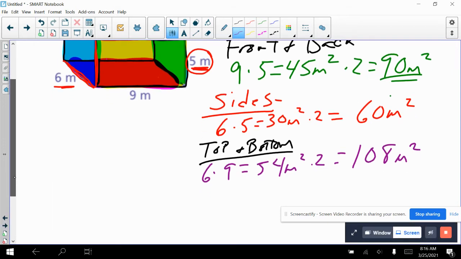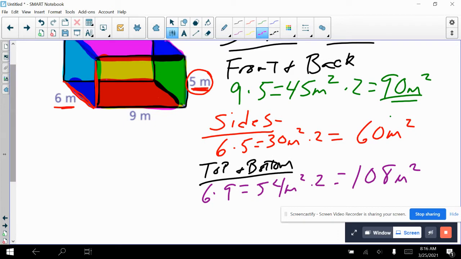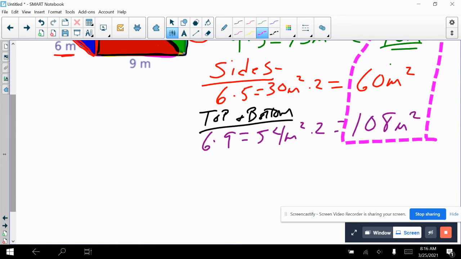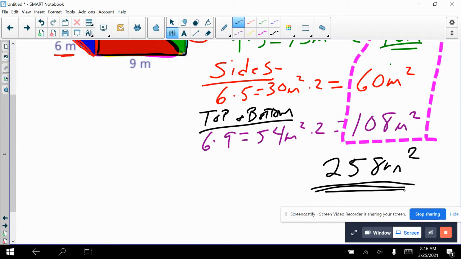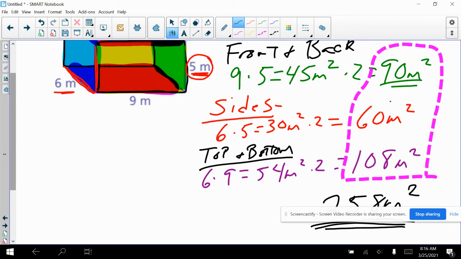Okay, so we've found the measurements for all of the faces. The definition said, what did it say? The what of all of the faces? The sum of all of the faces. Right? So we're going to have to add that up. And when we add that up, we're going to get 258 meters squared. That's what it's going to take to cover that rectangular prism.